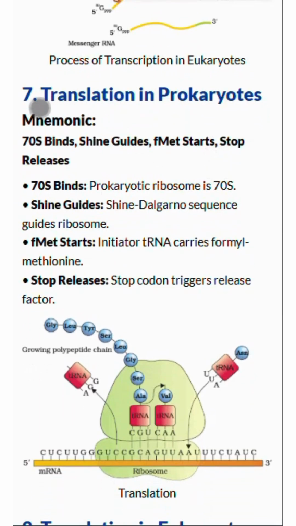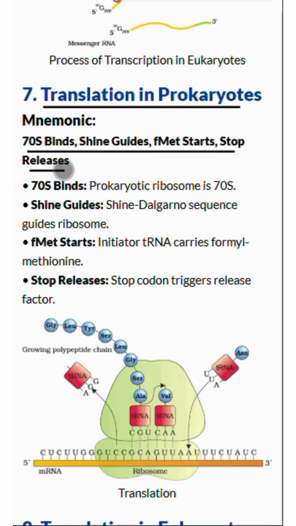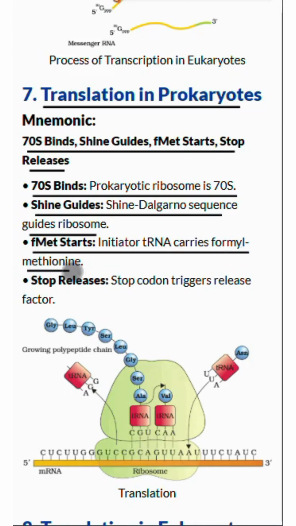Moving on to protein synthesis, let's look at translation in prokaryotes. Remember, 70S binds, Shine guides, F-met starts, stop releases. This means the prokaryotic ribosome is 70S. The Shine-Dalgarno sequence guides the ribosome. The initiator tRNA carries formyl methionine or F-met, and the stop codon triggers the release factor.